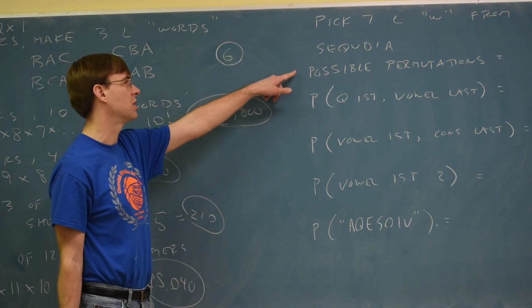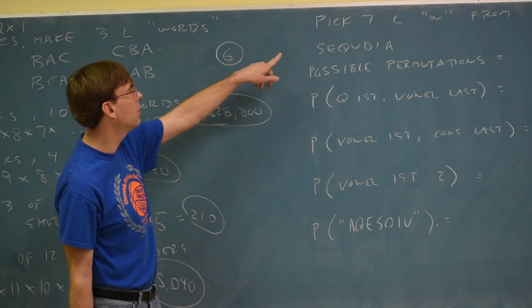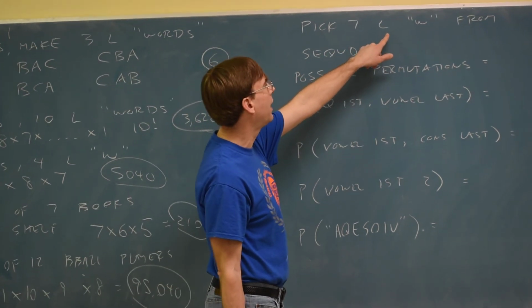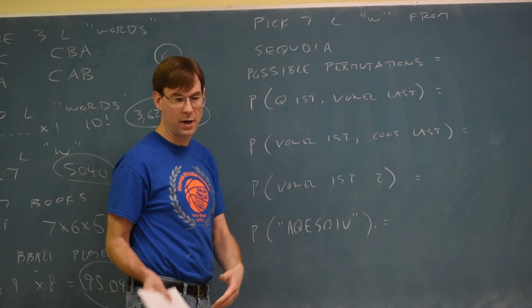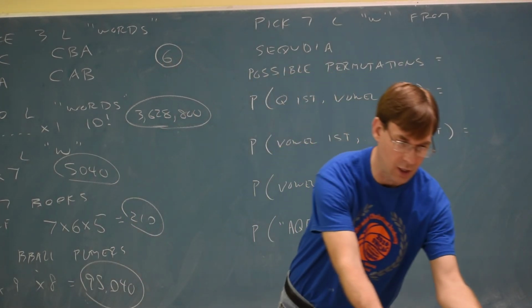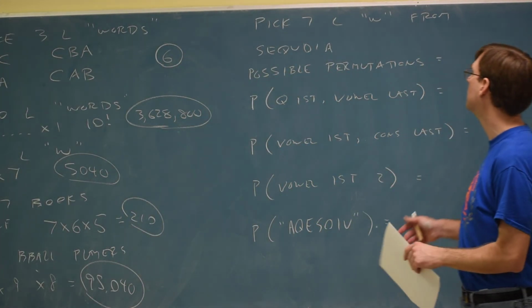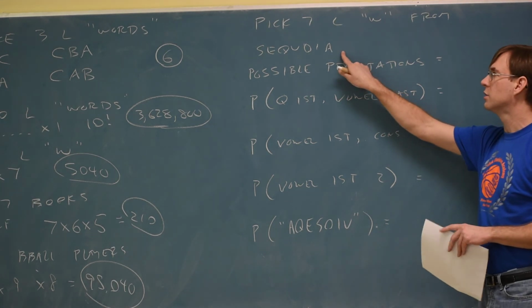But my first question is not a fraction answer. So here we go. We're going to do a 7-letter so-called word. Not worried about a dictionary word, but just a random assortment of 7 letters. Using the letters in the word sequoia.